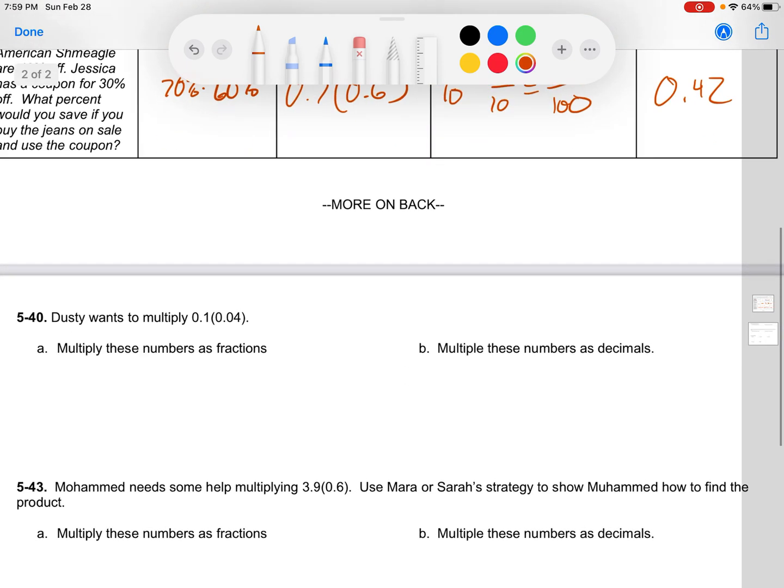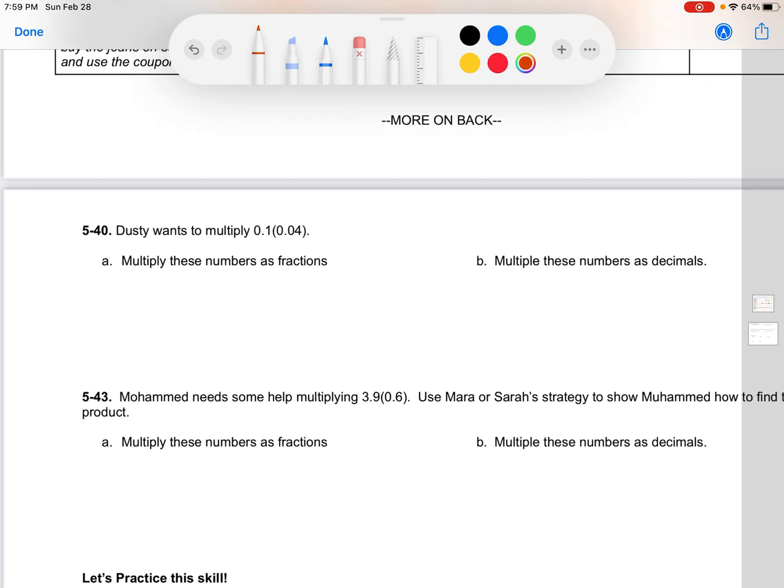All right, let's continue. Now, Dusty wants to multiply 0.1 and 0.04. Multiply these numbers as fractions. All right, let's multiply them as fractions. So the first one is 1/10, and the second one is 4 hundredths. Let's multiply them, and we get 1 times 4, which is 4, and 10 times 100, which is 1,000.